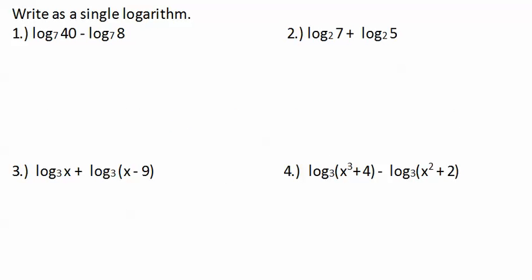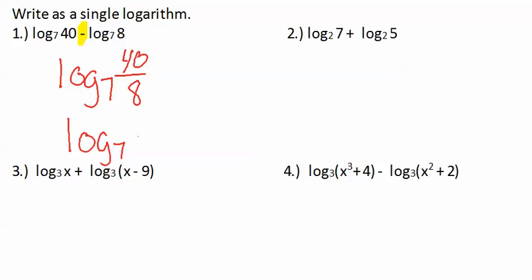What we're going to do for the first few is write these logarithms as a single logarithm, and we're going to use those properties to do that. So if I have log base 7 of 40 minus log base 7 of 8, because the base is the same, which is important to check first, and because it's subtraction, we're going to use the quotient property. So this is going to become log base 7 of 40 over 8. And then from there I would simplify: log base 7 of 5. Go ahead, pause the video, and see if you can do the next three.